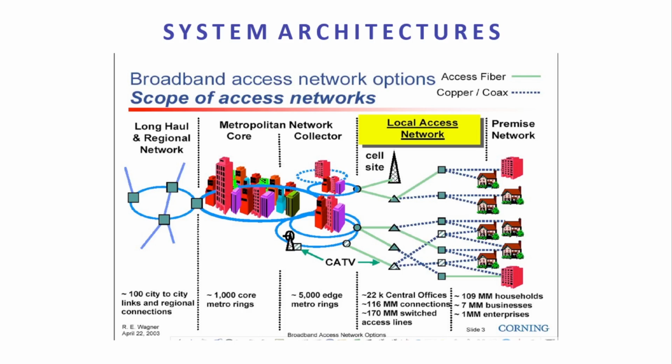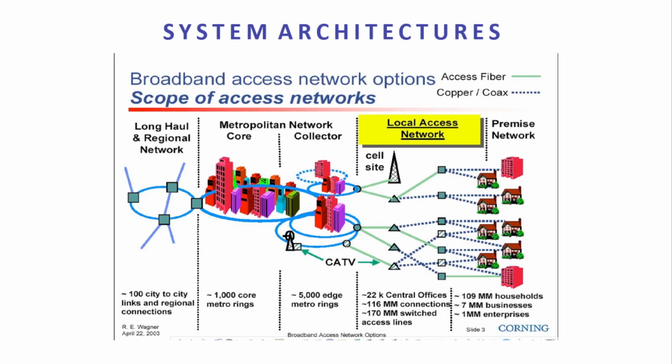So, starting with system architecture, broadband access network options are access fiber, copper and coax. Scope of access network: there are different sectors, which are divided as shown in the architecture diagram. Here is the long haul and regional network, with 100 city-to-city links and regional connections. After that comes the metropolitan core, or metropolitan network, which is divided into core and collector. In the core there are 1,000 metro rings. After that, the signal is given to the collector. In the collector there are 5,008 metro rings, so it is increased by 5 times.